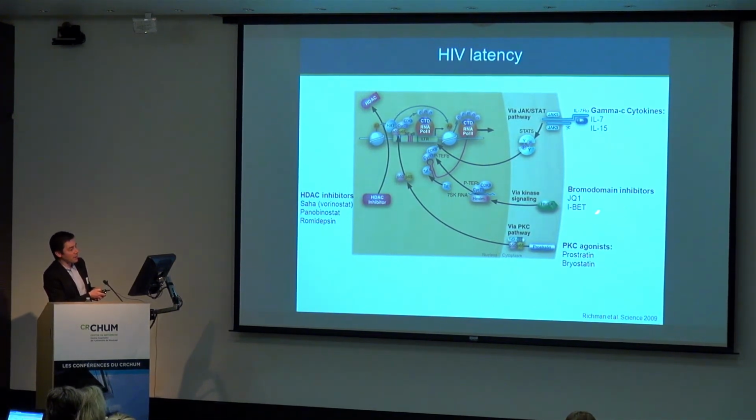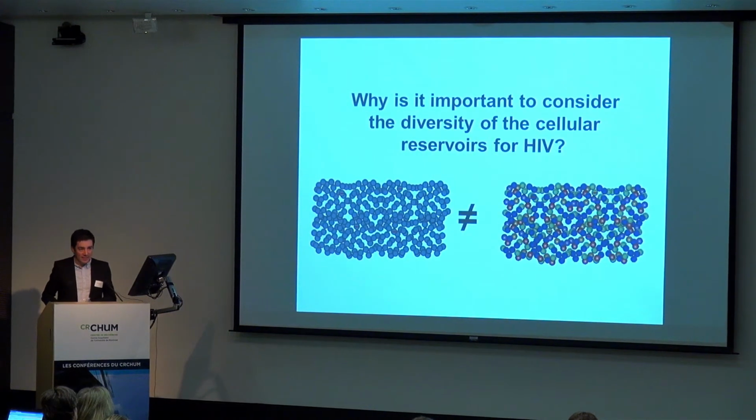Also, those bromodomain inhibitors have the ability to activate PTEF-B, and those cytokines might also induce viral gene expression by phosphorylating STAT, which might in turn reactivate the latent reservoir. So at this stage, I'd like to come back to my previous slide and this idea that all the memory cells are not the same. And why is it important?